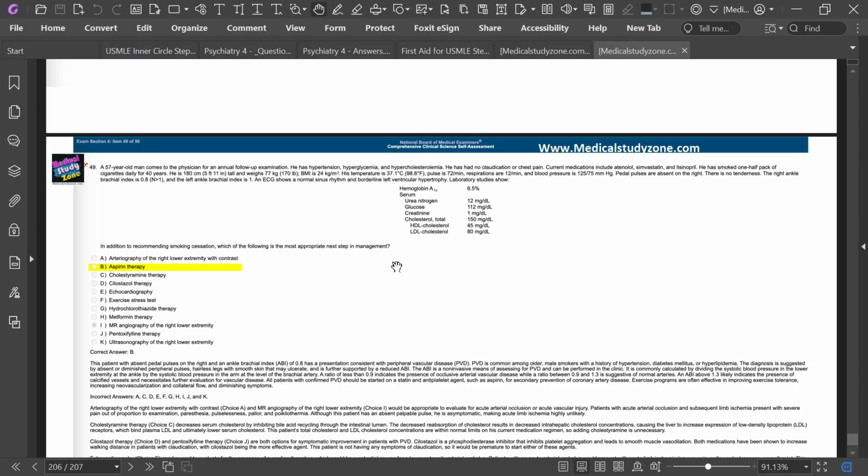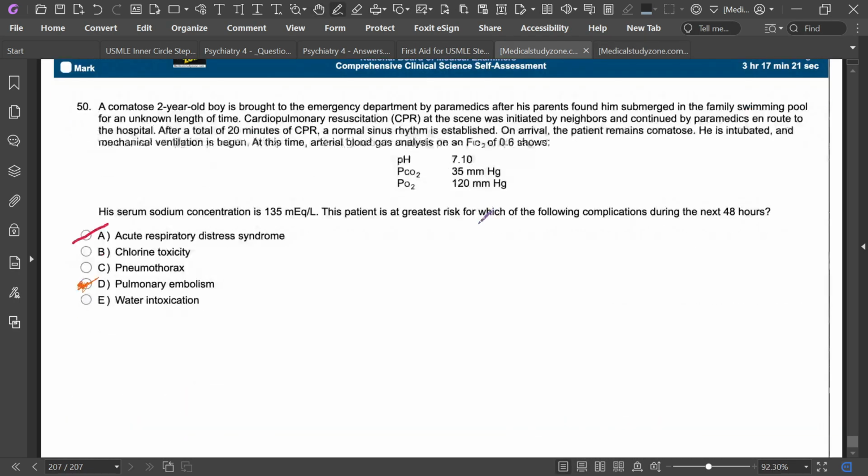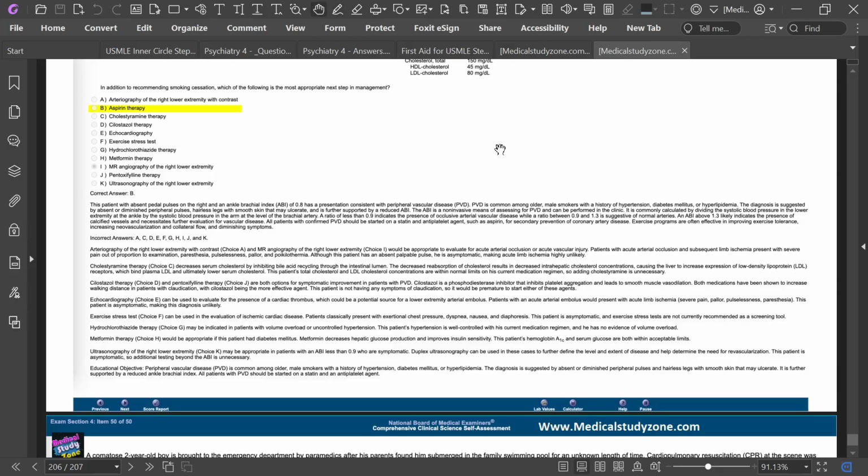At this time, arterial blood gas analysis on FiO2 of 0.6 shows pH is acidic, PCO2 is normal, and PO2 is high. His serum sodium concentration is fine, I believe. Yeah, a bit low, fine. This patient is at greater risk for which of the following complications during the next 48 hours? Okay. It's ARDS.